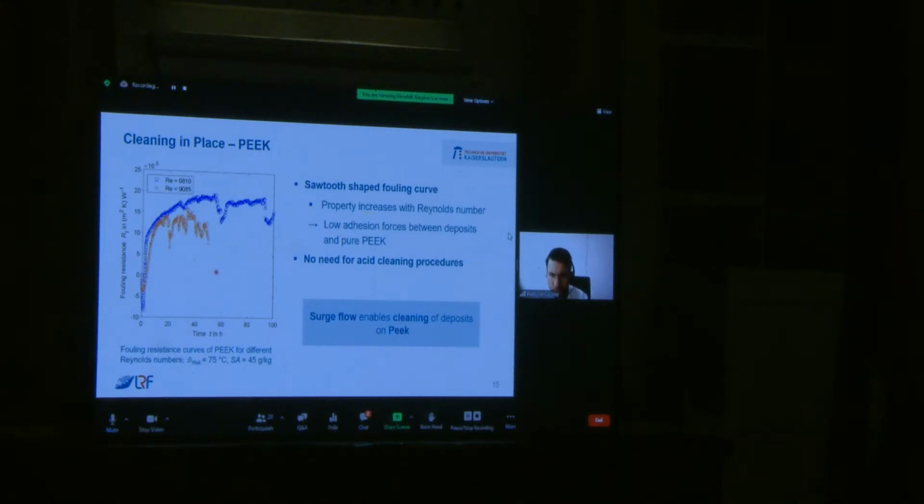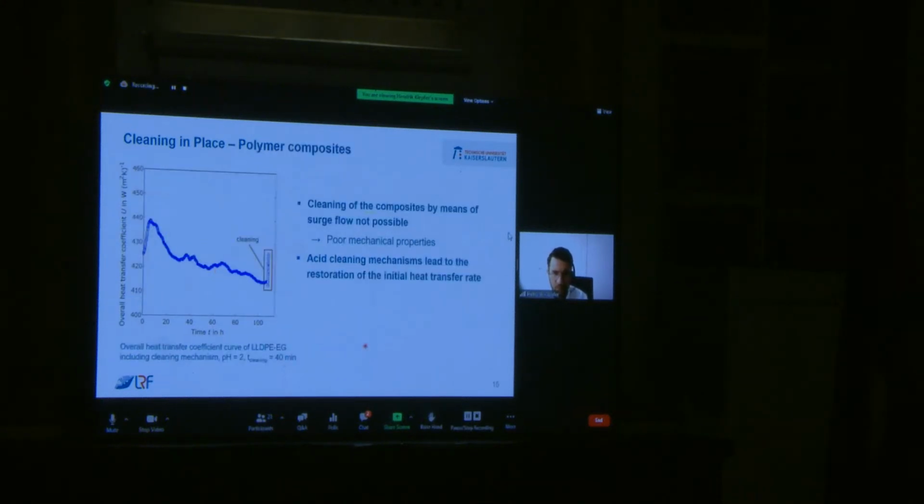The problem is that very high volume flows are usually associated with high pressures, but especially in the case of polymer composites, these are problematic since these materials are brittle due to the high filler content and not very resistant to pressure. Therefore, the phenomenon shown here could not be confirmed for the polymer composites. However, after a fouling period of 100 hours, an acid cleaning cycle could completely restore the initial heat transfer rate, which is illustrated right here.